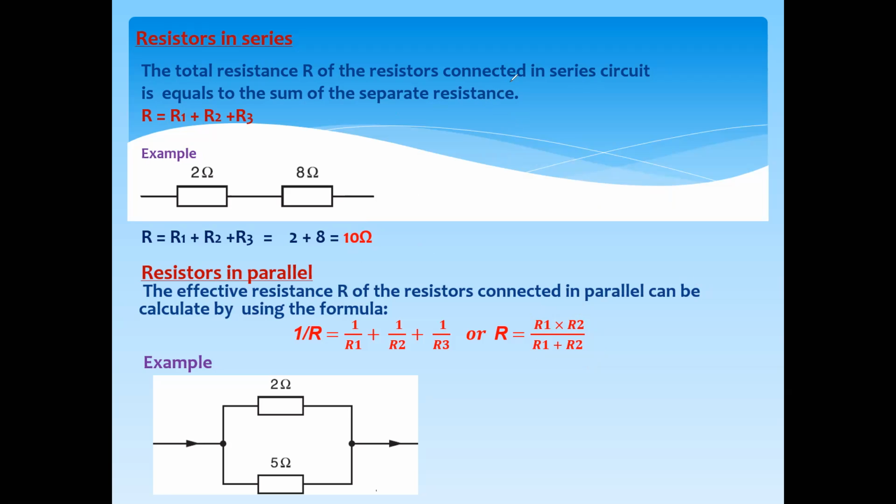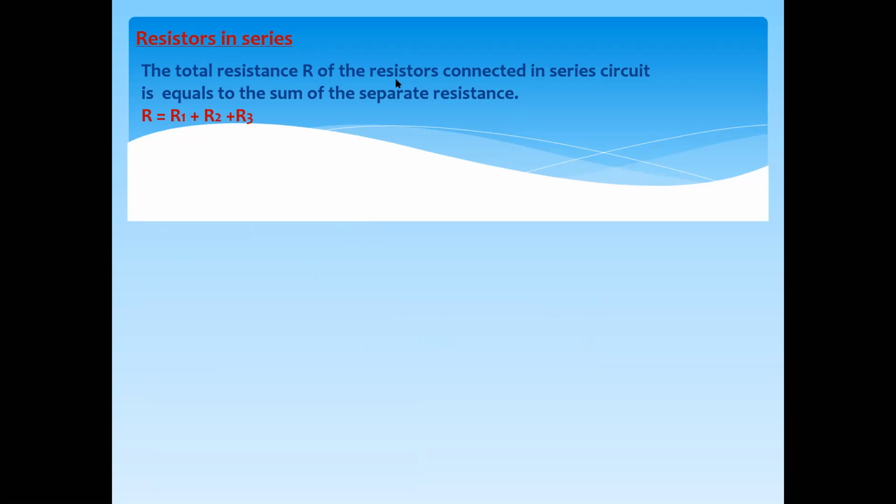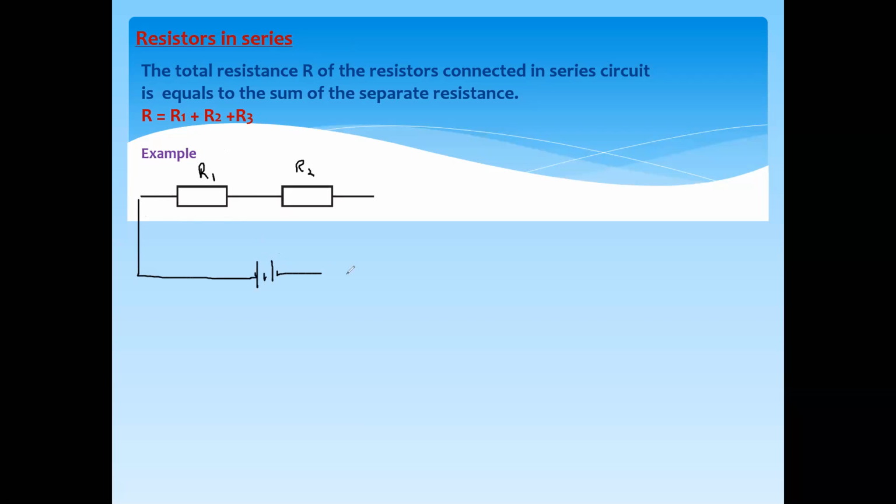How is it derived? Again, derivation you don't have to learn, but I will explain how these formulas are formed. Example, you have two resistors which are connected in series. This one is R1, this one is R2. If I connect them with a battery, because they are in series, they will have the same current. If the current coming from the battery is I, how much current will flow through R1? That will be I. And how much current will flow through R2? That will also be I.